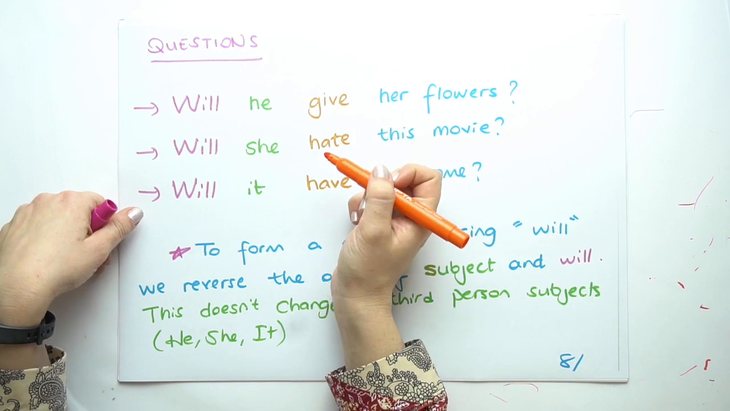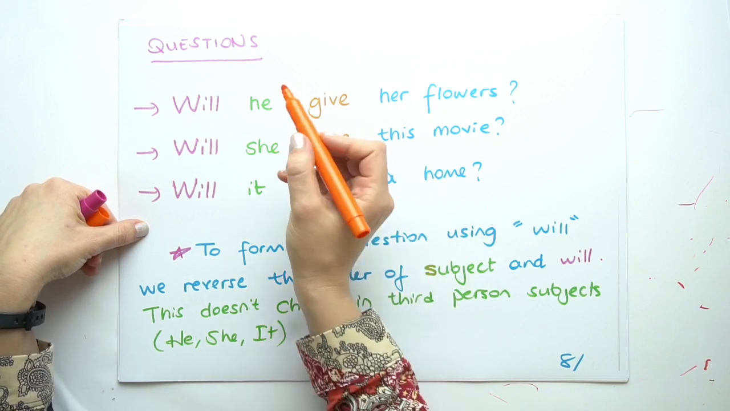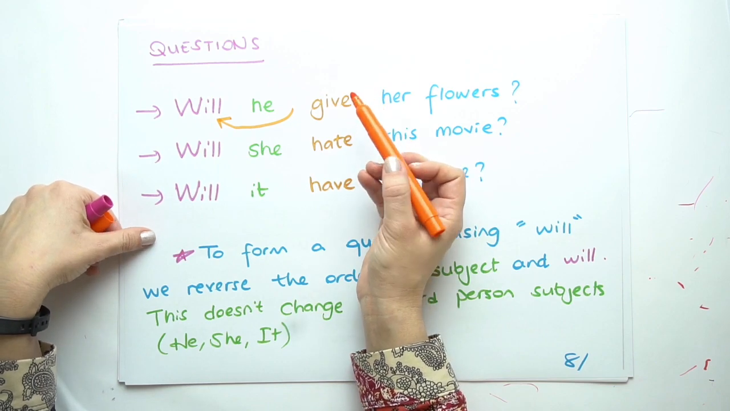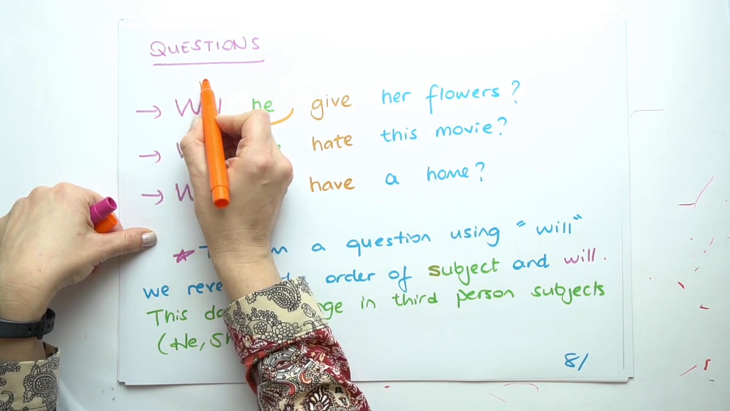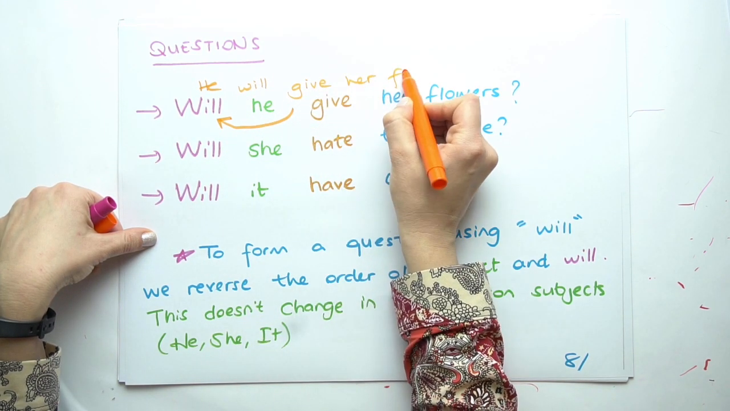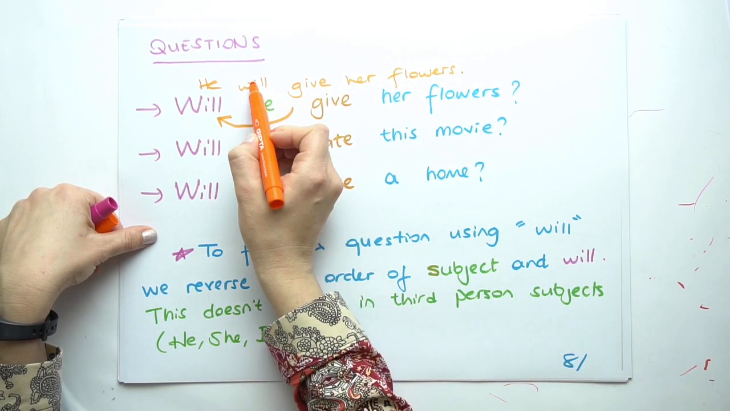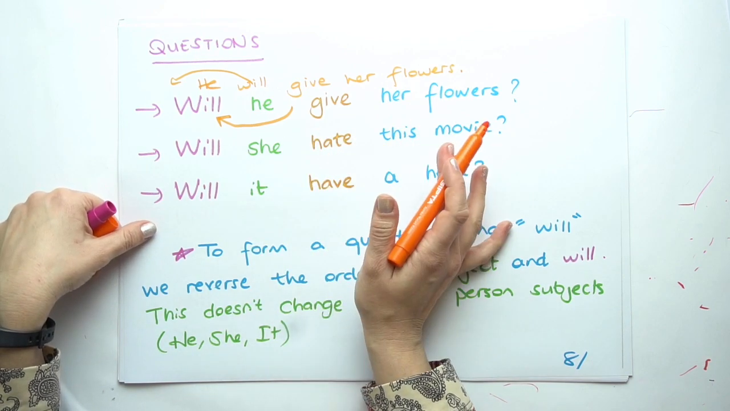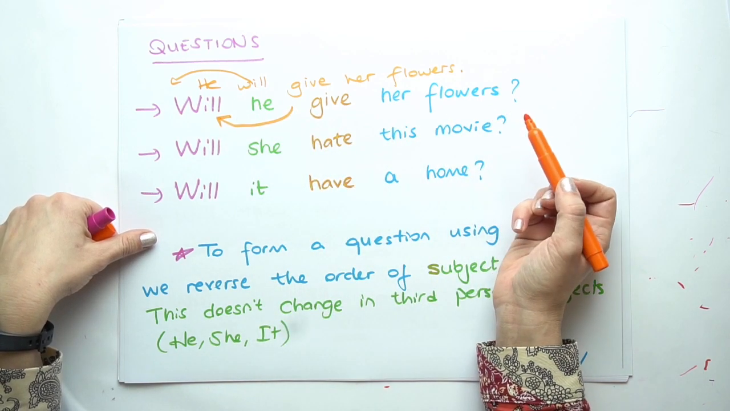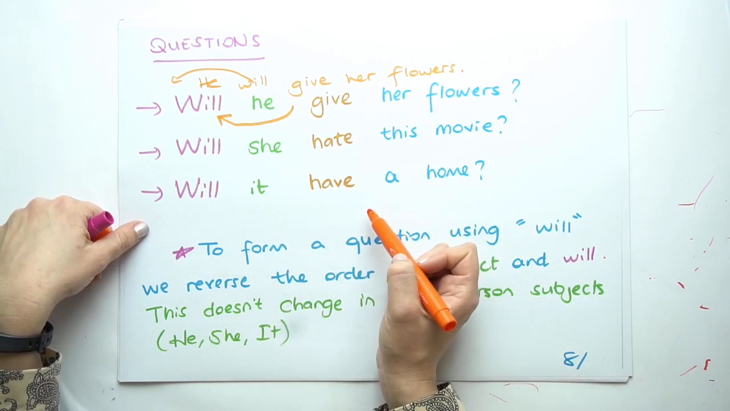Now, questions with the third person. The rule doesn't change. I'm taking will to the beginning, from right next to the subject. The sentence was, he will give her flowers. So now, I'm taking will to the beginning, before he. That's what I did to form a question in English. Will he give her flowers? Or will she hate this movie? Or will it have a home?